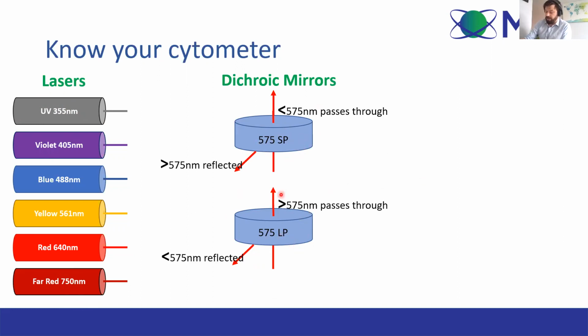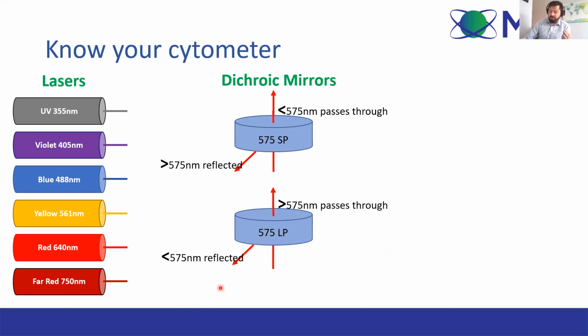So what that number means: if it's a short pass filter, it will let all wavelengths below that number through, or in the case of a long pass filter, it will let all wavelengths above that number through. So here we can see in this 575 long pass filter that it's letting all wavelengths of light greater than 575 nanometers through, but it's reflecting away the light below 575 nanometers.